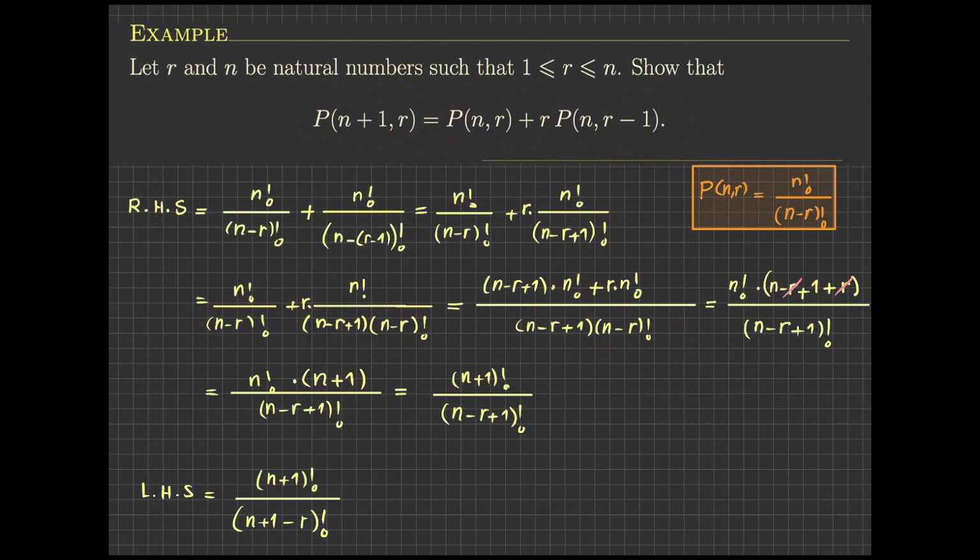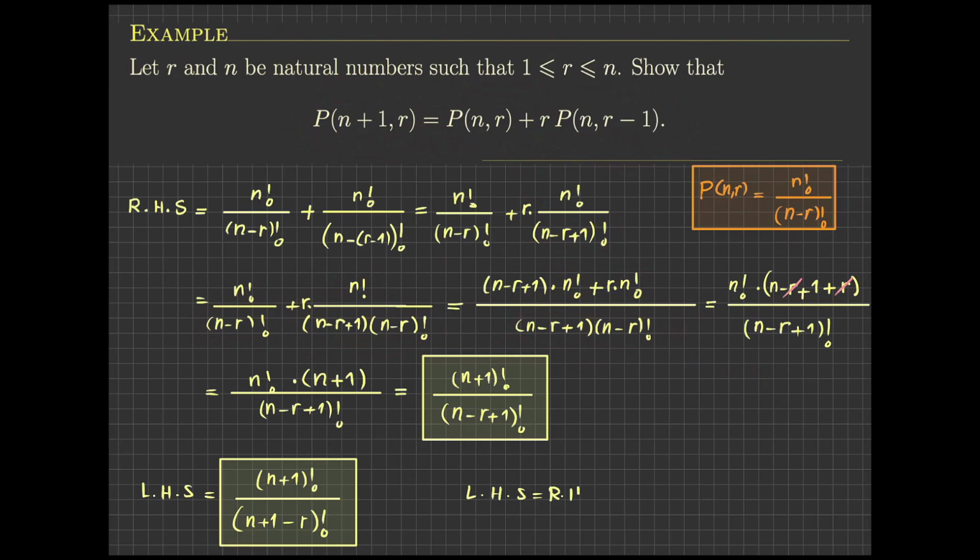Do you agree? Yeah. Now look here, this is the simplification of the right-hand side, and this is the simplification of the left side. Are they equal? Yes. So this means that the left-hand side is exactly equal to the right-hand side. Yes? Is that clear? Yes.